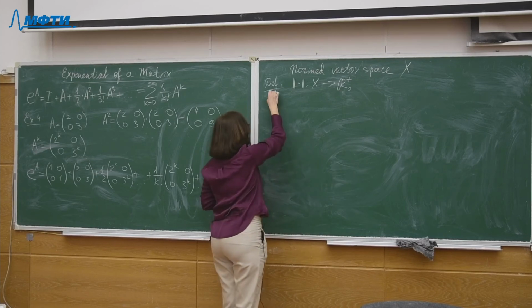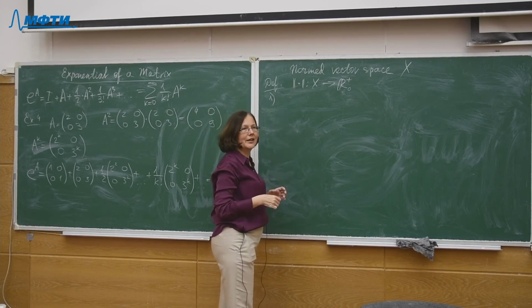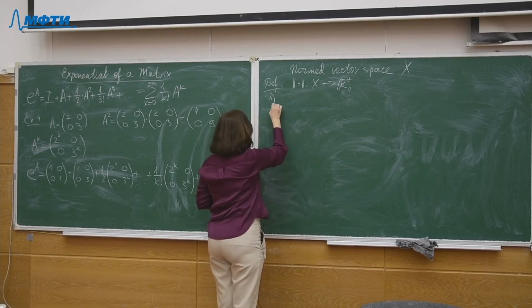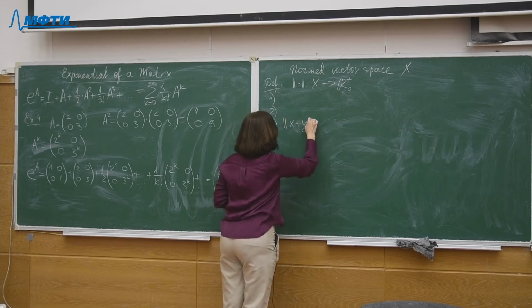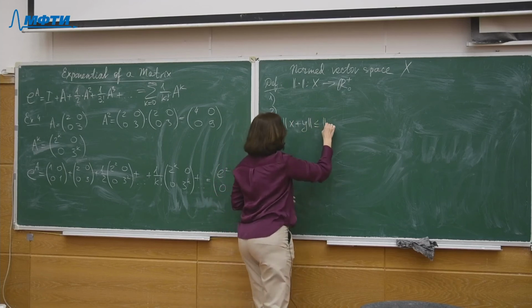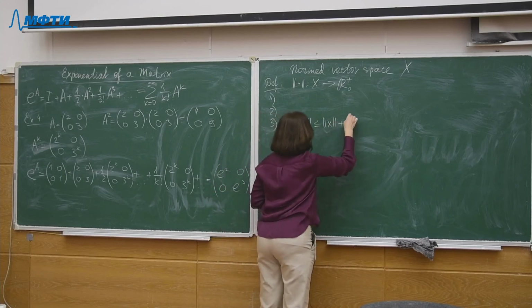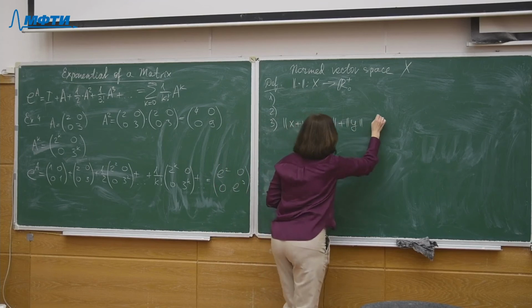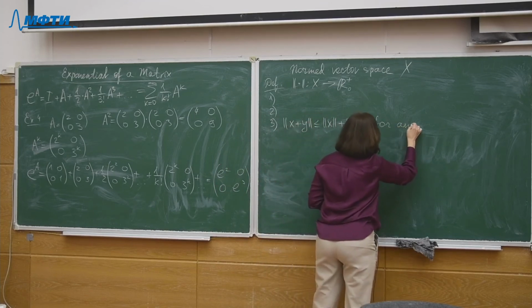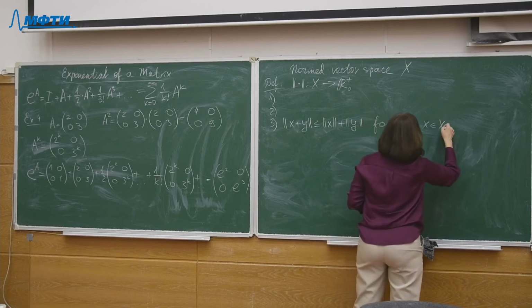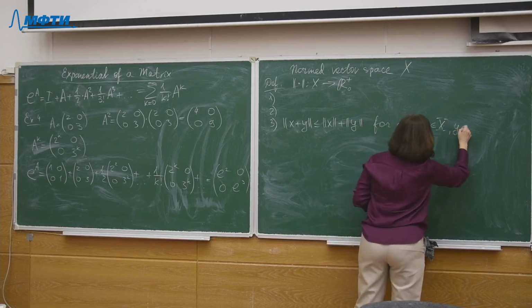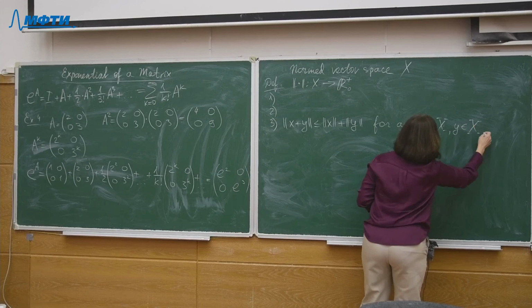So the first property is the triangle inequality, property number 3. The norm of x plus y is less than or equal to the sum of norms. Okay, so for any x in X and y in X, right?